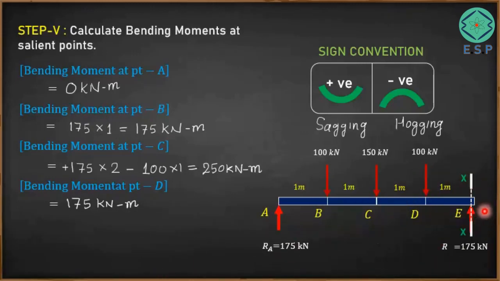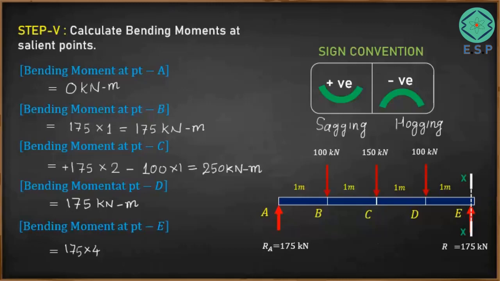Here the bending moment at point E is caused by this force of 175 kilonewton, this force of 100 kilonewton, this force of 150 kilonewton, and this force of 100 kilonewton. These forces are going to cause bending moment at point E. We'll first calculate the bending moment caused by the 175 kilonewton force. It is going to be 175 times 4, because the distance of this force from point E is 4 meters. Your beam is bending in this fashion due to this force, so it is sagging. So we take it as positive.